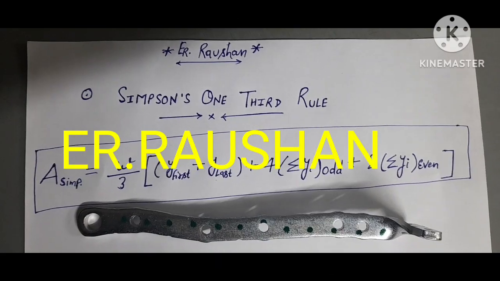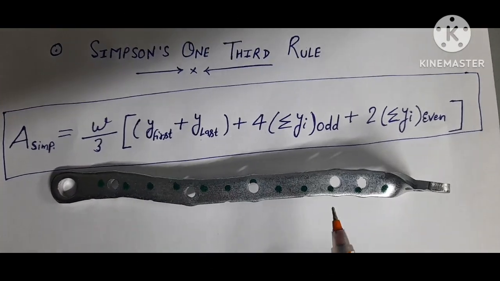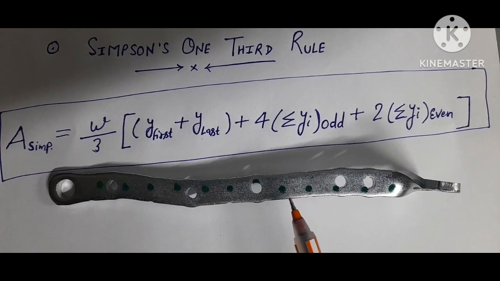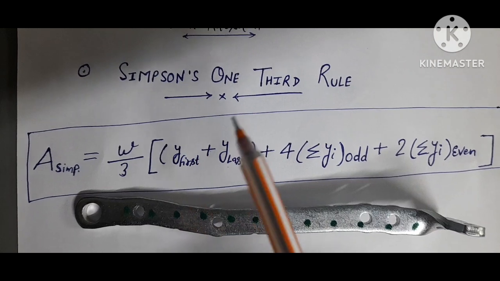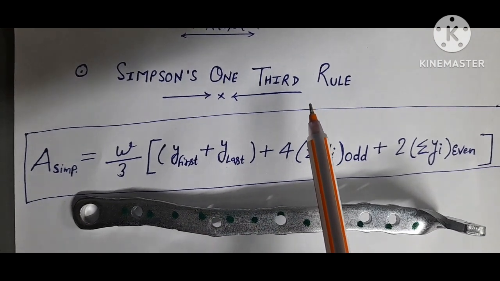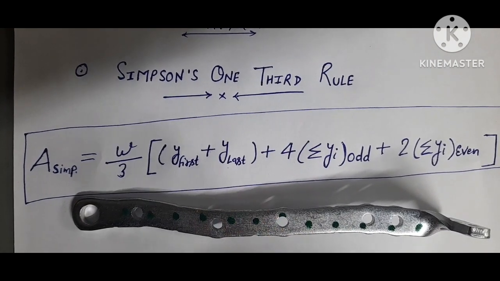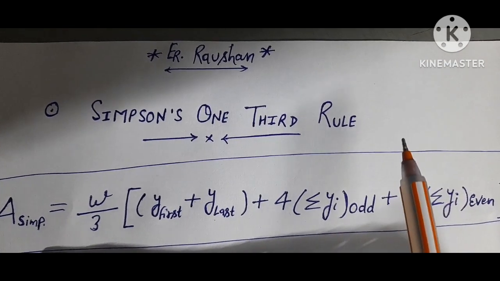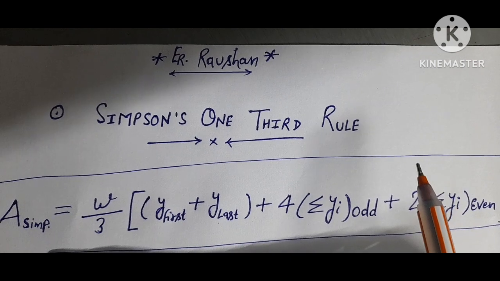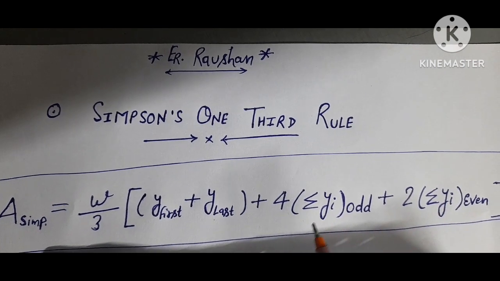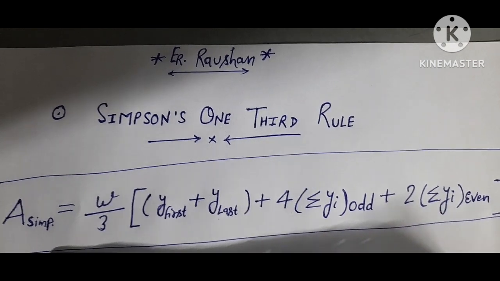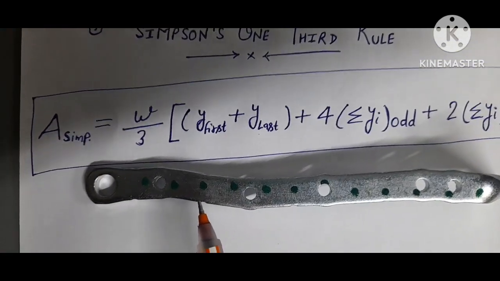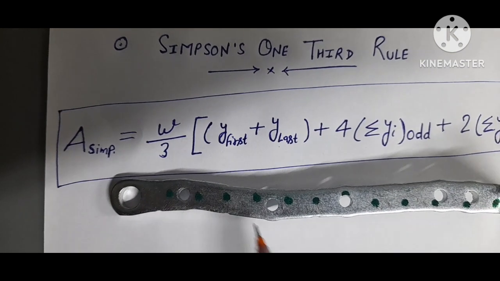Hi friends, today we are trying to calculate the surface area of this plate link. This plate link is irregular in shape, and Simpson's 1/3 rule can be used to calculate the surface area of any irregular shape. Simpson's 1/3 rule is a numerical method used to calculate the area of any irregular shape. So today we are talking about this plate link and trying to calculate its total surface area.